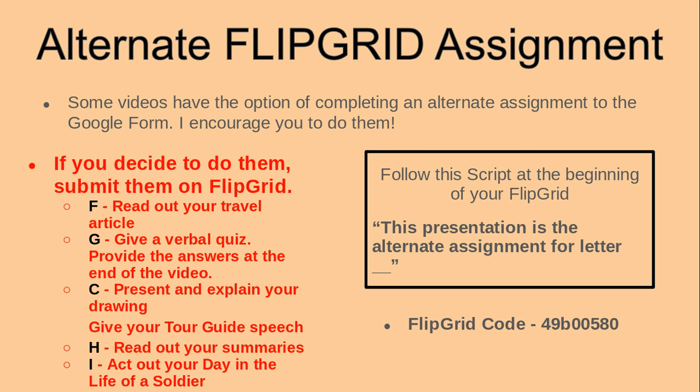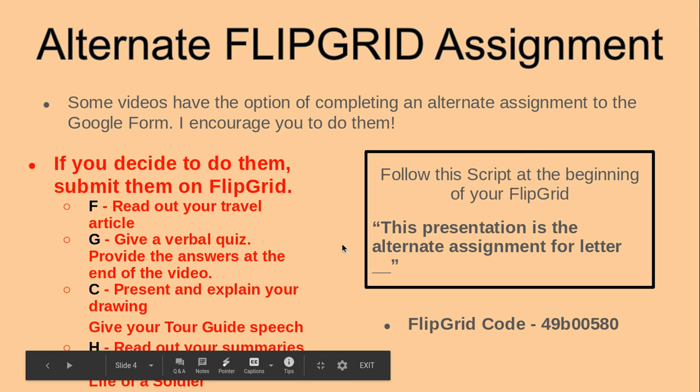Some videos have the option of completing an alternative assignment to the Google form. I encourage you to do them. It could be fun. All right. If you decide to do them, submit them on Flipgrid. You are going to see on Flipgrid there is a section that says alternative assignment ancient Rome. You would click that.